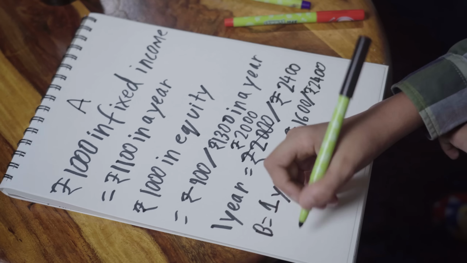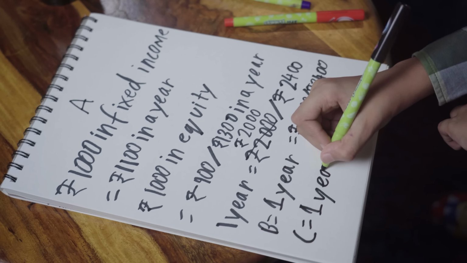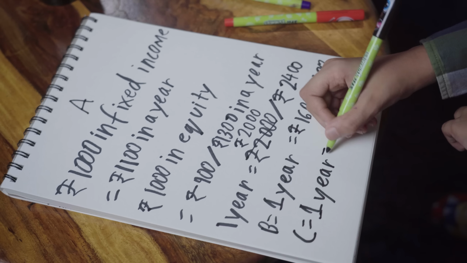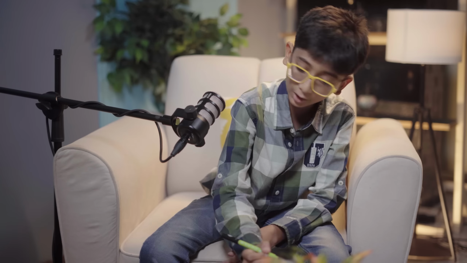Okay, Dad. Correct? Now take scenario C. In scenario C, your money may become either 1600 or 2600. Total portfolio value. Let's not do the calculation now. It will be rupees, either 1600 or 2600.